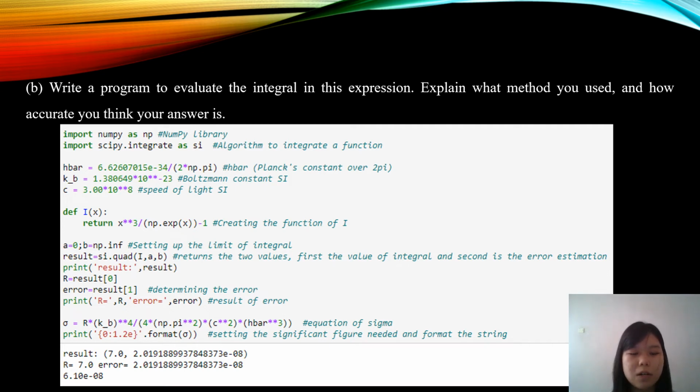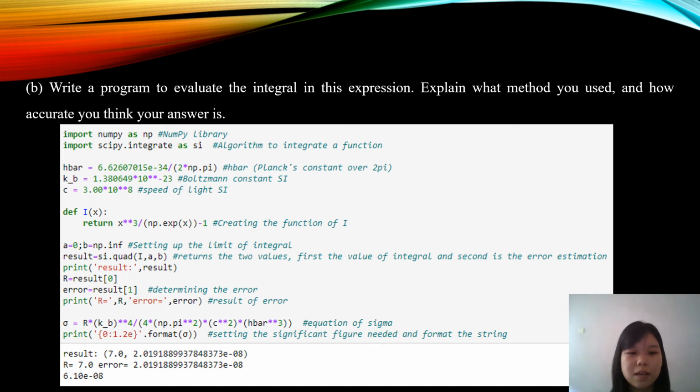So for sigma, in order to evaluate the value of the Stefan-Boltzmann constant, we need to multiply by the value of the integral, which is given by r, and we have performed this calculation in the above part. So what we need to do is multiply by the constant part, which equals k to the power 4 divided by 4 pi squared c squared h to the power of 3. Next, for the print part, we need to print and also format the value of the Stefan-Boltzmann constant to 3 significant figures, which is requested by the question.